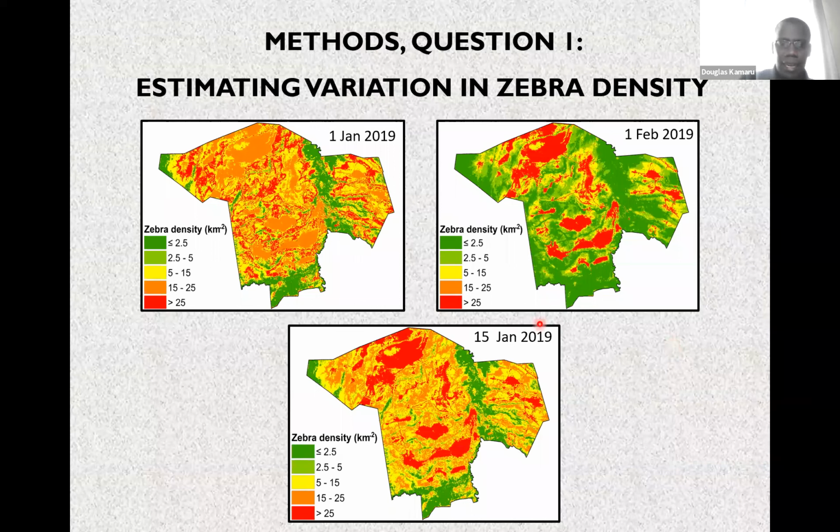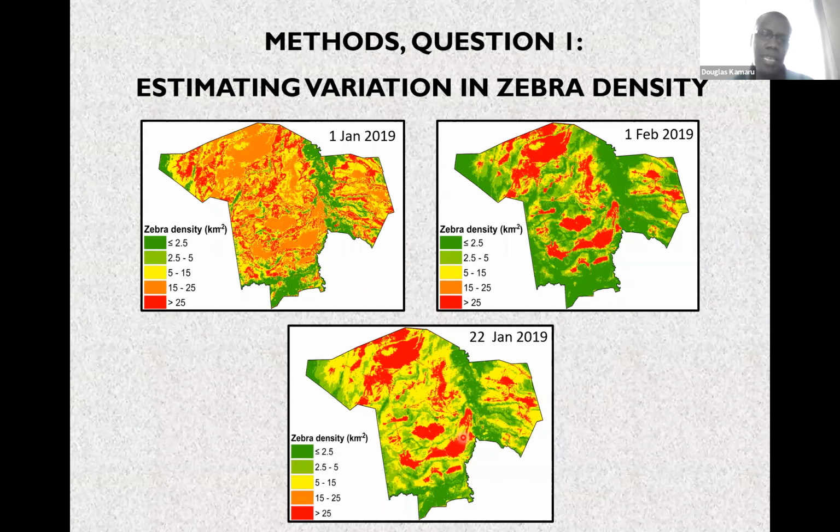And the map you can see below is for 15th January. It's most similar to both, like a combination of both, because the weighted average was divided between the two surveys. However, for 22nd January, the weight is more biased towards the 1st February. This was very important because then I could attribute each kill site with the density estimate for the day that the kill site occurred.